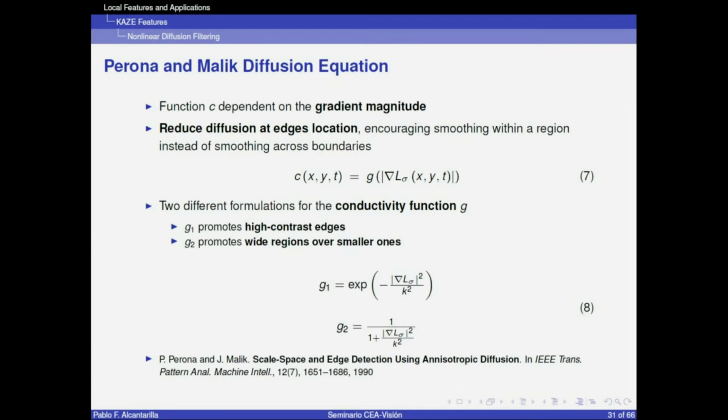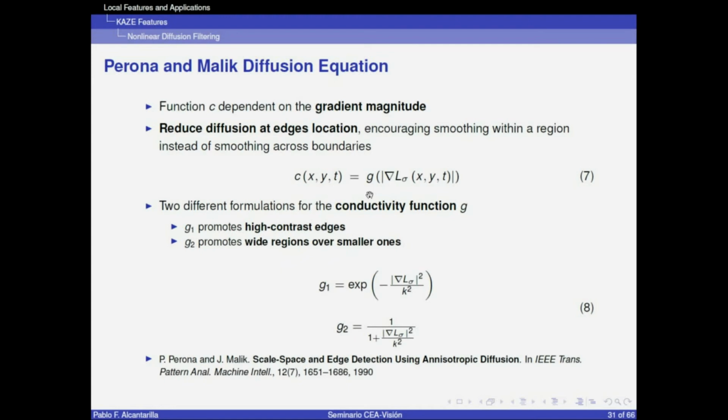For choosing an appropriate function c, this function is going to depend on the gradient magnitude. What this function is going to measure is whether the gradient is important around a certain neighborhood. We want to preserve that gradient information in the scale space, so we will not perform diffusion at those locations. We want to reduce diffusion at important edge locations, encouraging smoothing within a region instead of across the boundaries of the object. So this function c is equal to a certain conductivity function that depends on the gradient.